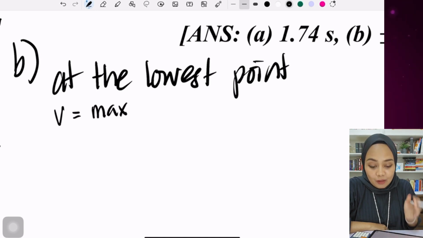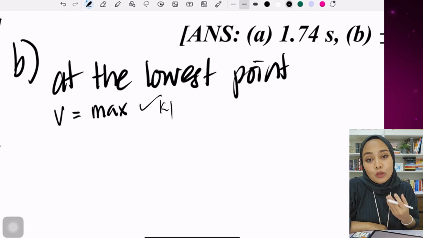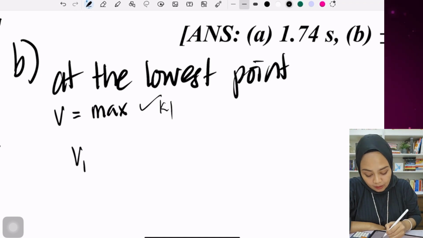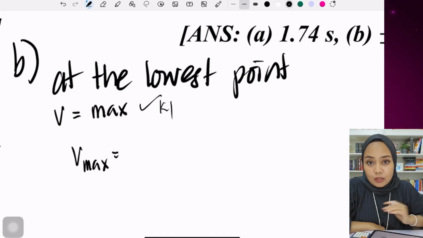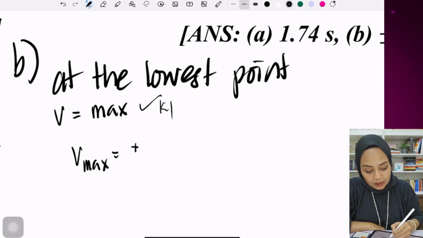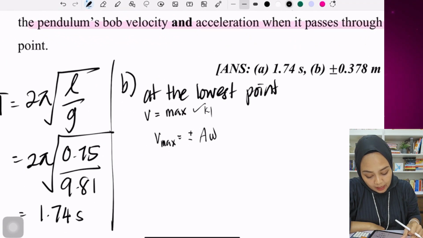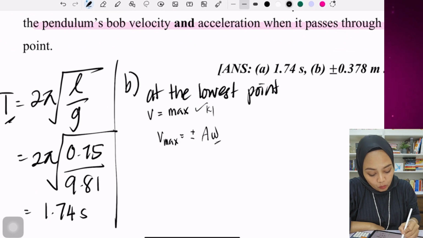And for that, bila kita buat macam ni, we can always get the keyword. Okay, it is a hidden information that we should know lah. So for that, we get the Vmax. Do you still remember what's the equation for the Vmax? So Vmax equals plus minus A omega for that. Okay, so now that we have period, we can get the omega lah.